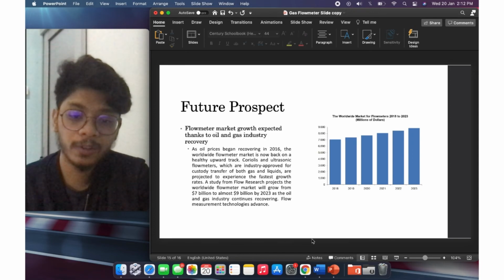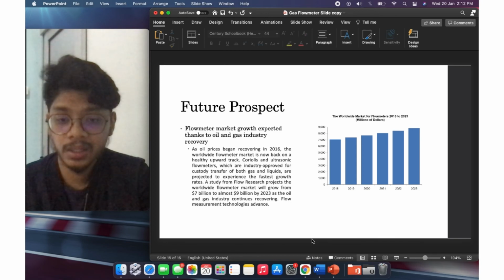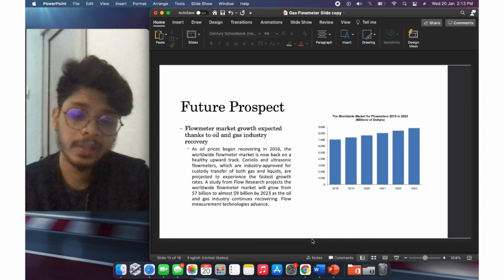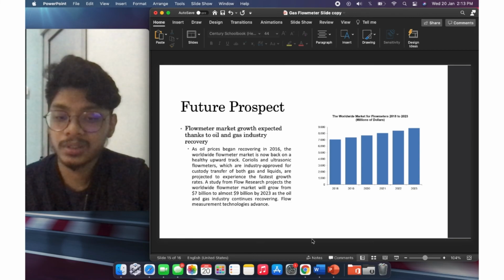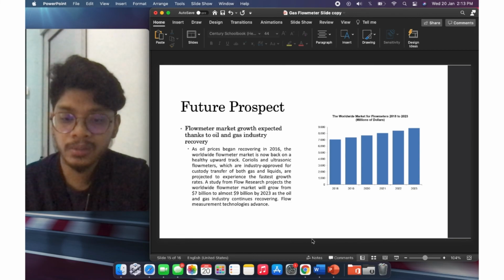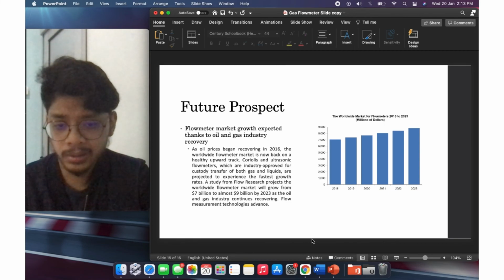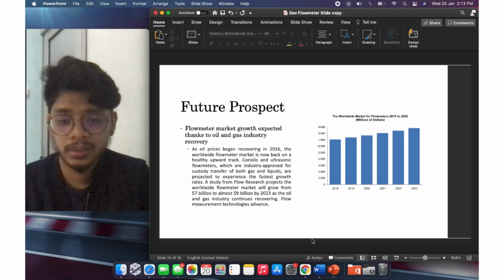A study from Flow Research projects the worldwide flowmeter market will grow from 7 billion to almost 9 billion by 2033 as the oil and gas industry continues recovering. This includes the flow measurement technologies as the technologies become more advanced year by year.